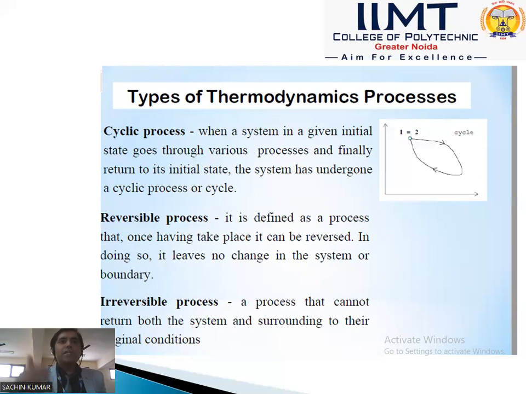And if the surrounding temperature, pressure, and all the properties are changing, that is called the irreversible process. In all the processes in thermodynamics, we have considered reversible processes, but actually these processes are not reversible. They are irreversible due to many causes, such as friction and other effects that affect the reversibility of the process. So this is the reversible process.